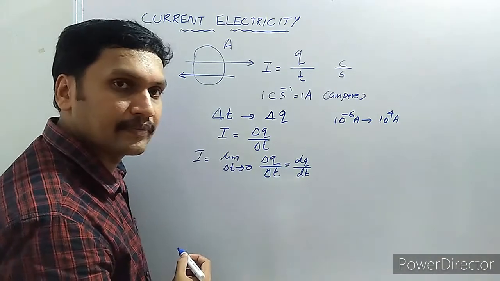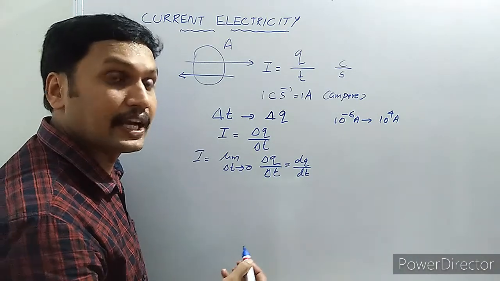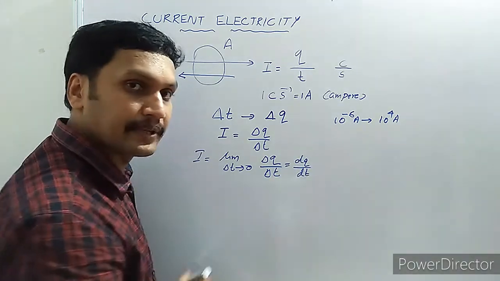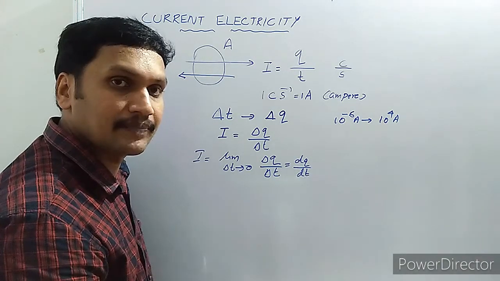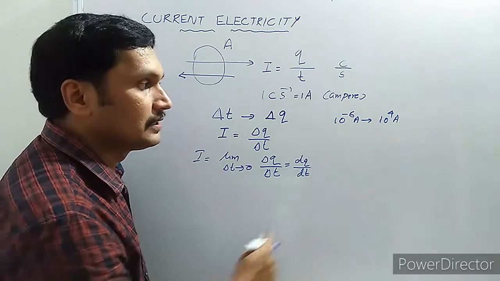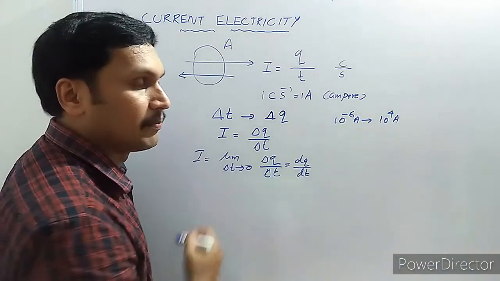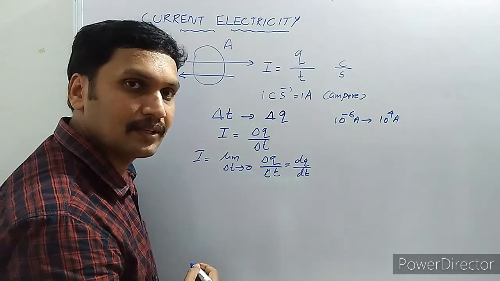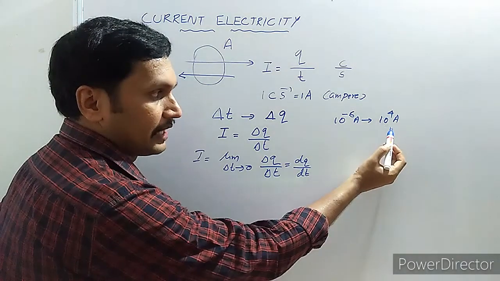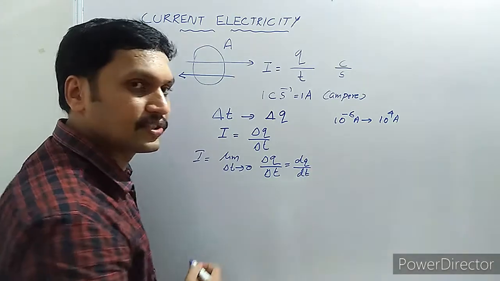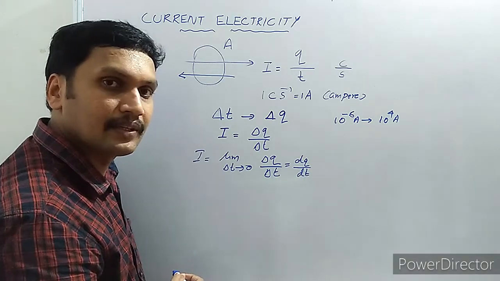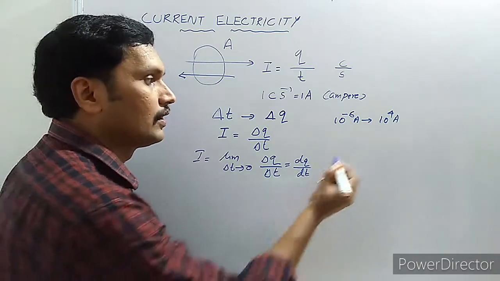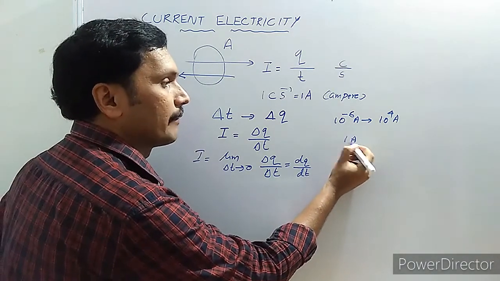In our nervous system, we have a current in the order of 10 raised to minus 6 ampere, which can be called a microampere. And in lightning, we have a large current up to 10 raised to 4 ampere. In our domestic purposes, we are using a current of up to a range of 1 ampere.